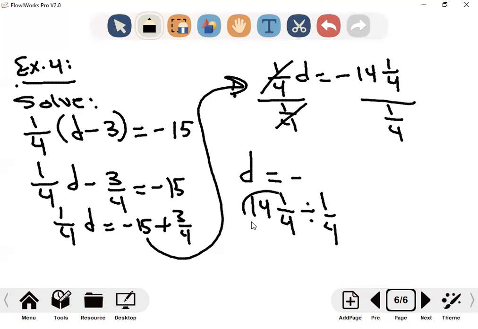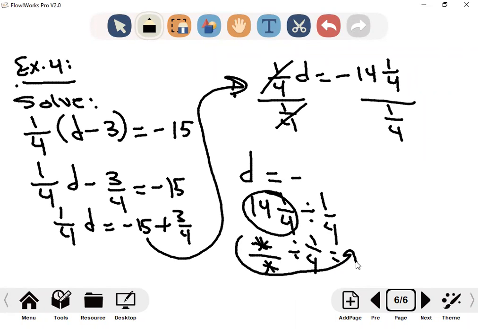Now turn this to what? To fraction. It will be something over something, right? Divided by this thing. Then this something over something stays the same, right? The division will be what? And this flip it and do the steps. D will be negative 57.